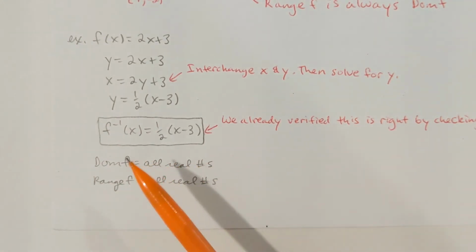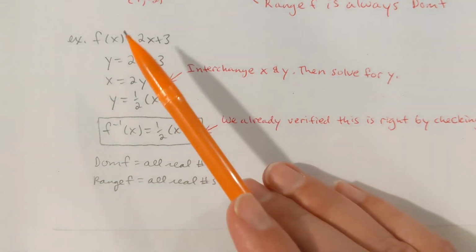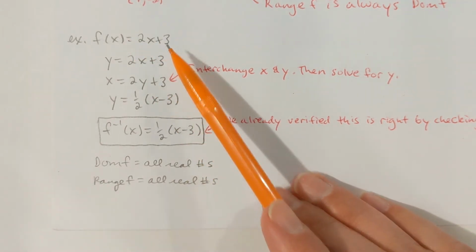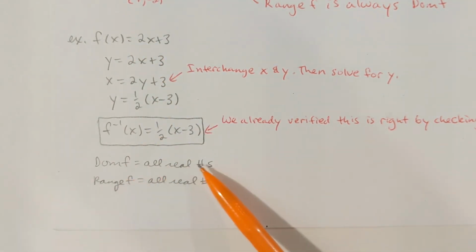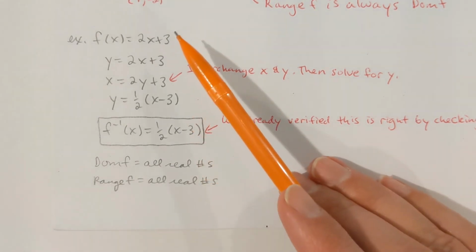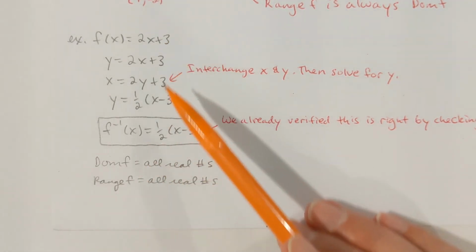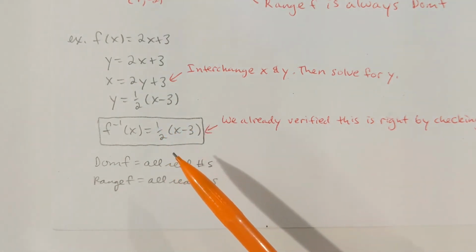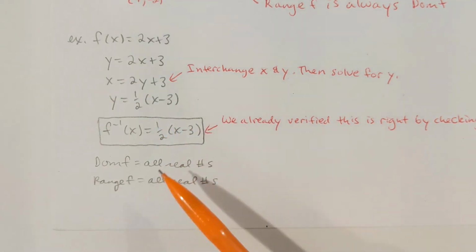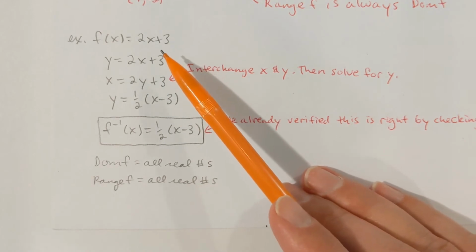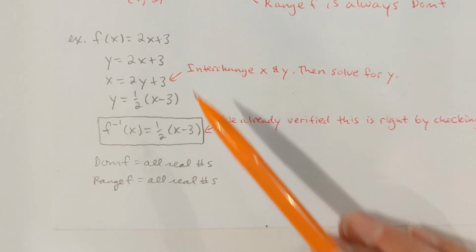We also want to find the domain and the range of f. F is a linear function. The domain of any linear function is all real numbers. The range of any linear function would also be all real numbers, as long as it's not a horizontal line, which I don't have. This would be a slanted line for this problem.